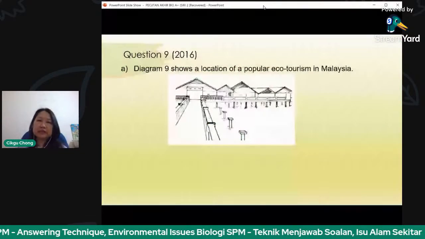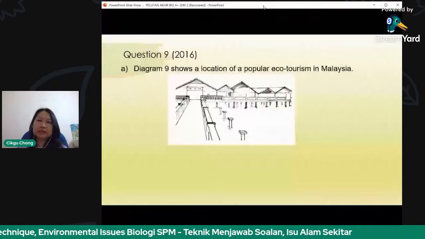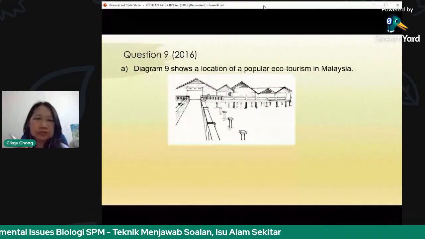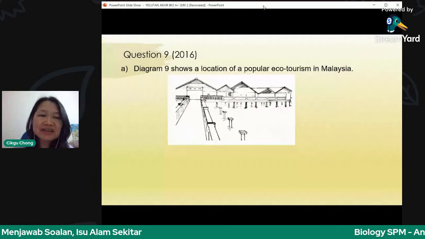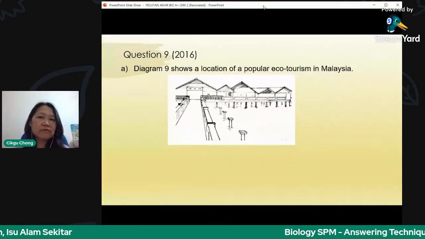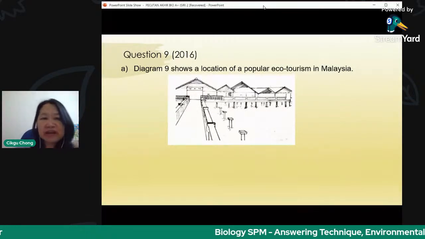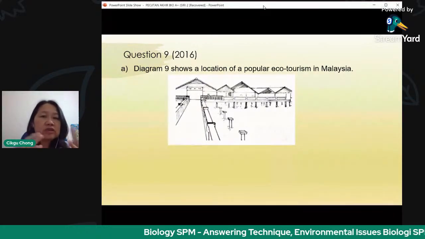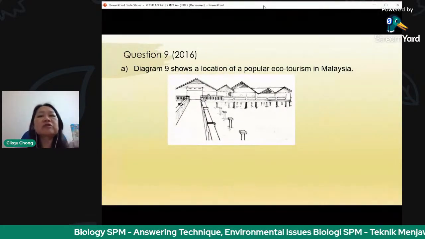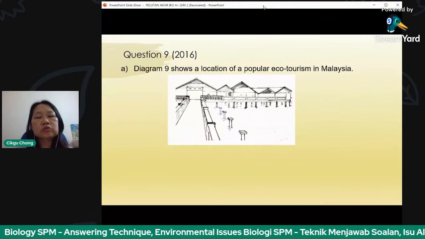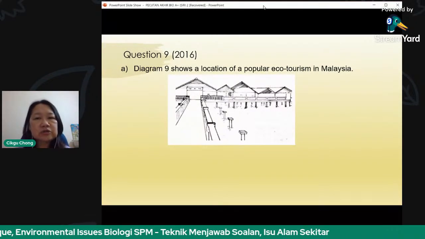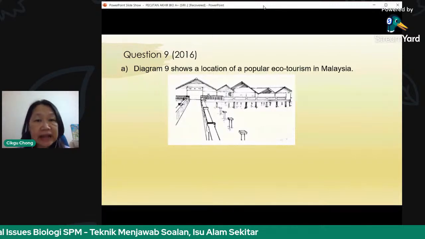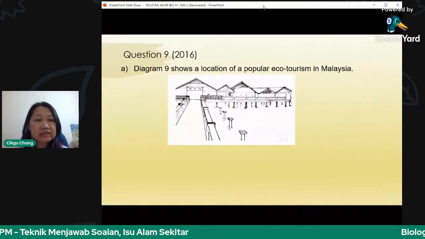This is environmental questions. What I'm sharing with you is bona fide, that means the answer scheme that was used for that year, for SPM. I just want to give you an idea. If you ever come across these kinds of questions, what you're supposed to write. So this is popular ecotourism in Malaysia. Look at the chalet by the seaside and all that. So this is C, right?